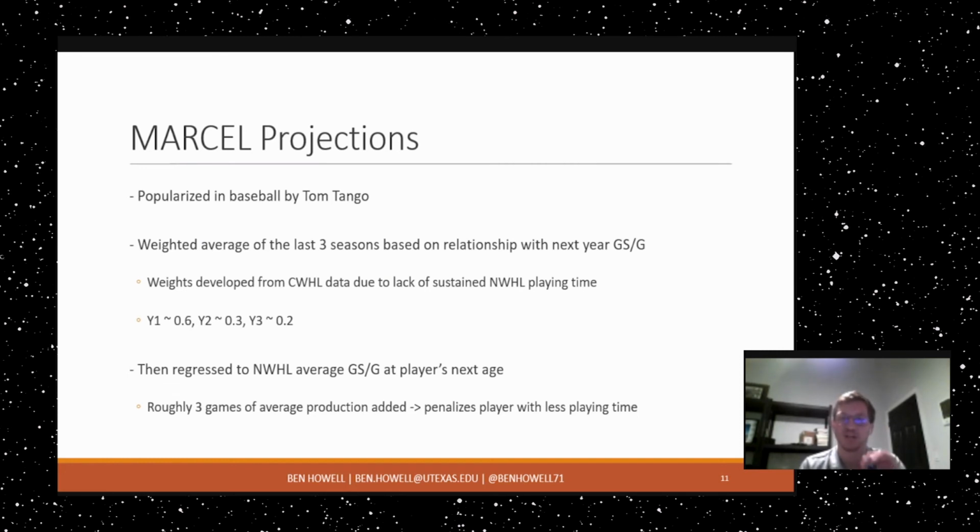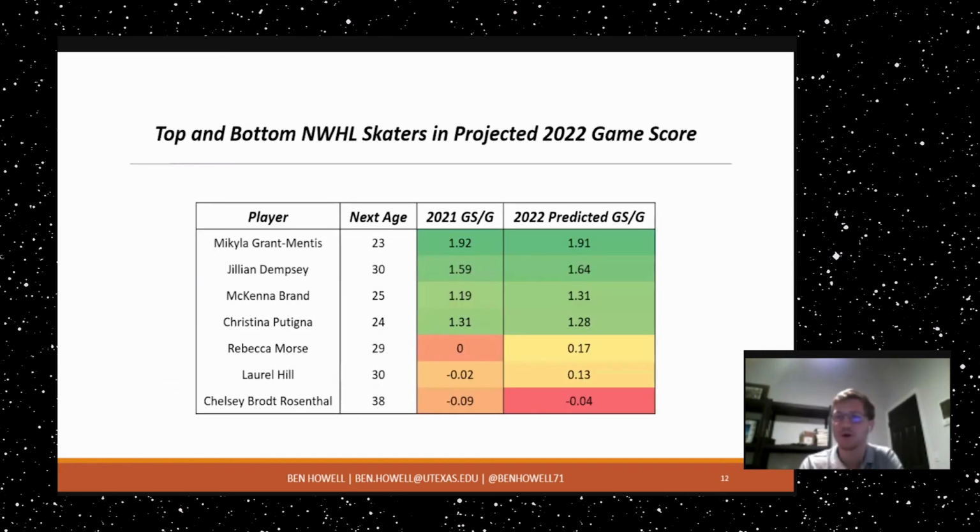And here are just a couple of the top and bottom projections that I thought were notable. This is the top 4, and the bottom would end up being 3. Honestly, I was not particularly surprised by any of the names up at the top. Michaela Grant-Mentis is projected to essentially be just as good as she was last year, so she would be a solid bet to repeat as MVP. Jillian Dempsey is going to remain a superstar. And other teammates with the Boston Pride look to continue to be excellent, so they may be a favorite again to win the cup.